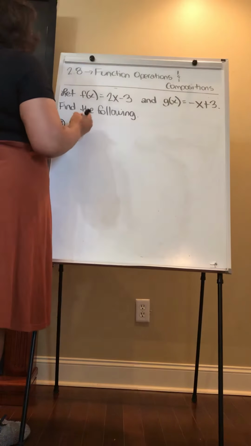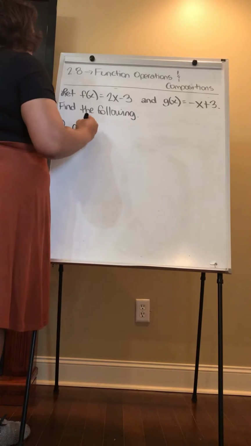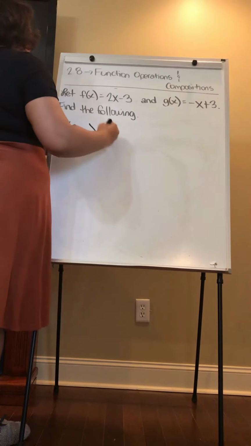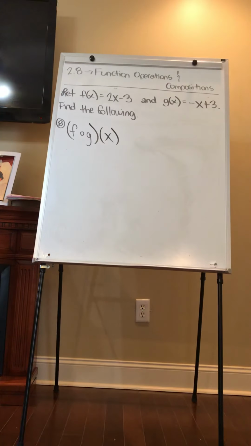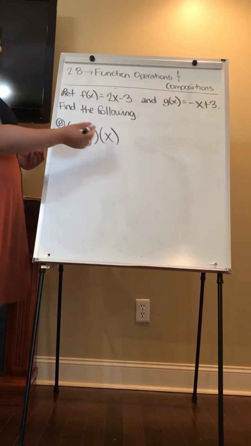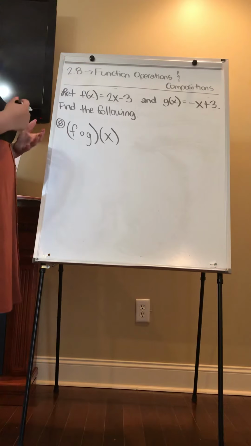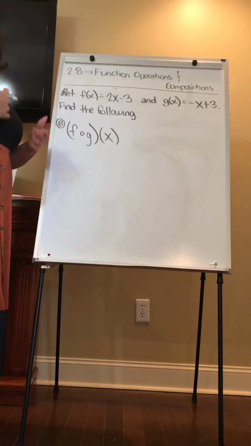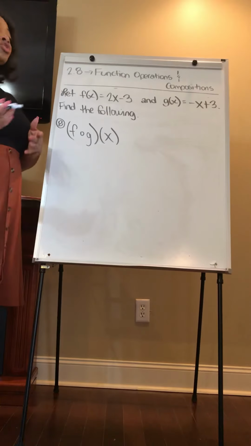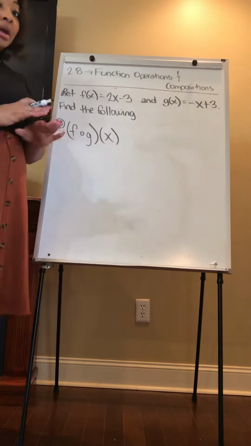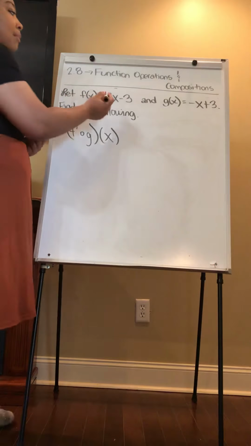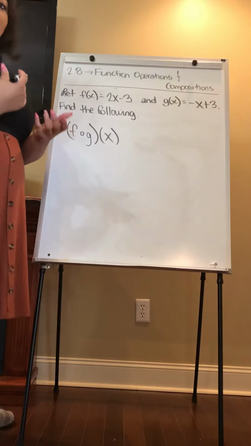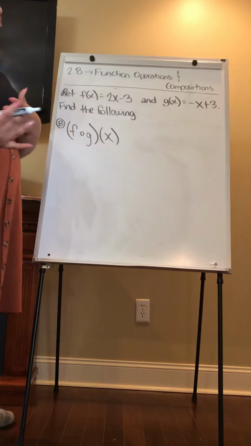Last one of the compositions. What if I gave you f of g of x? So now this one you're not plugging in an actual number because it's saying x. And anytime you have a plug-in of x, they want you to use the actual function. So your final answer will not be a whole number. It's going to be an expression, okay? That means an x with a number, okay?